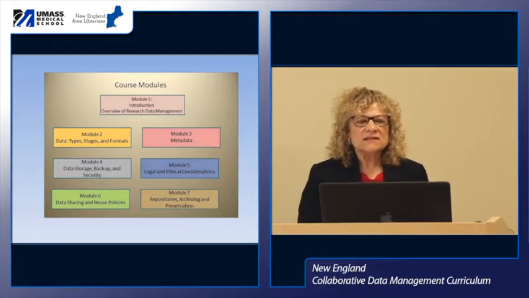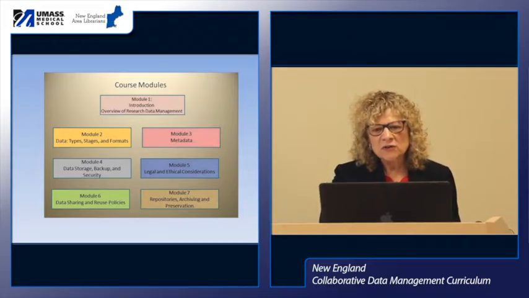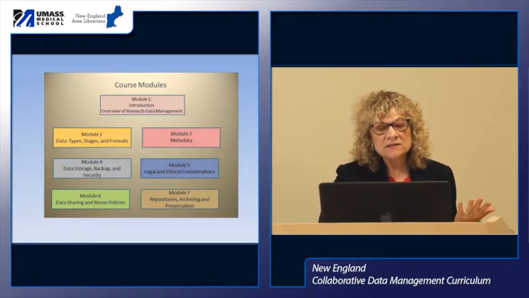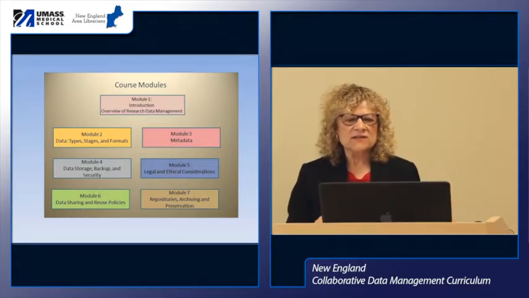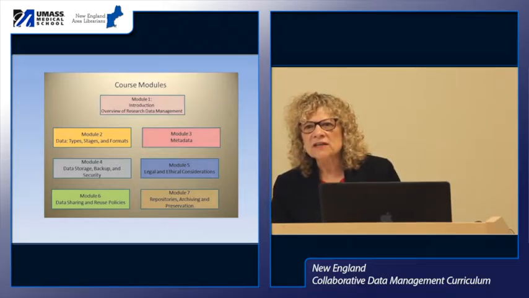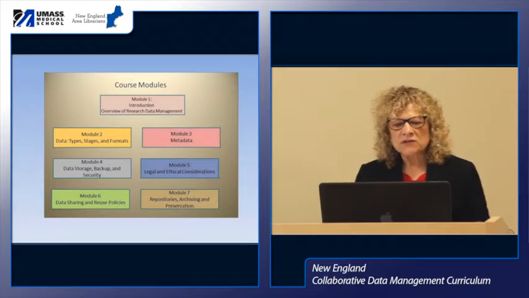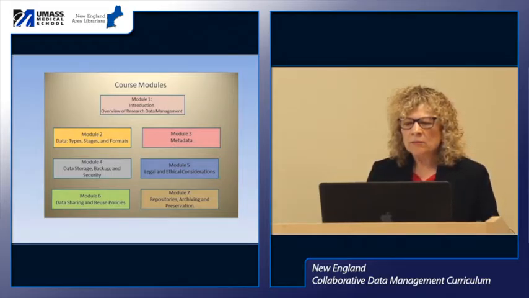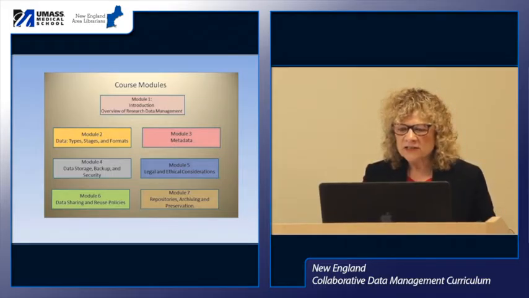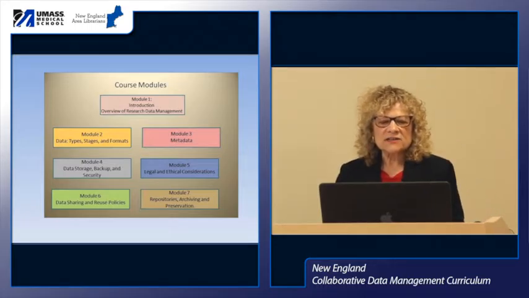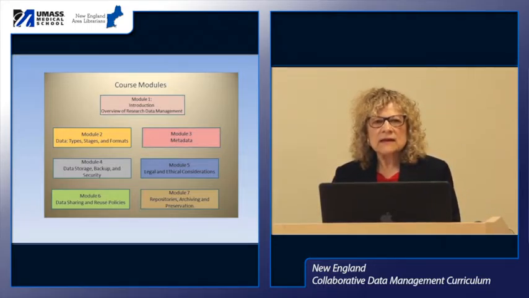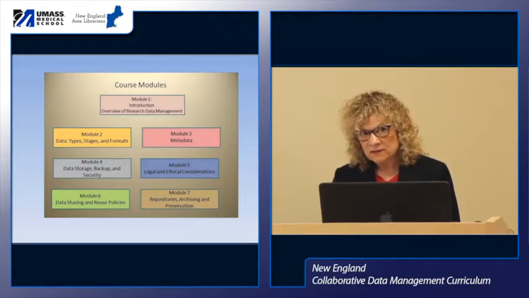So Module 1 deals with the introductory information or an overview of research data management. Module 2 deals with data, types, stages, and formats. Module 3, metadata, or how you describe data. Module 4, data storage, backup, and security. Module 5, legal and ethical considerations. Module 6, data sharing and reuse policies. And Module 7, repositories, archiving, and preservation.